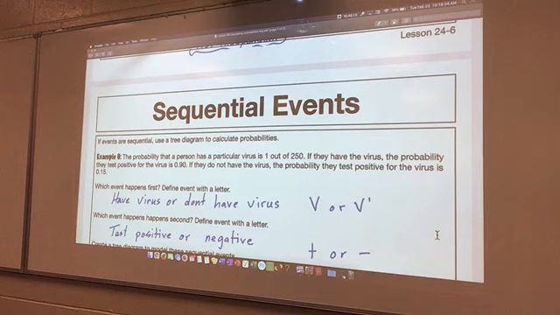Okay, now we're drawing a tree diagram. How would we start this out?